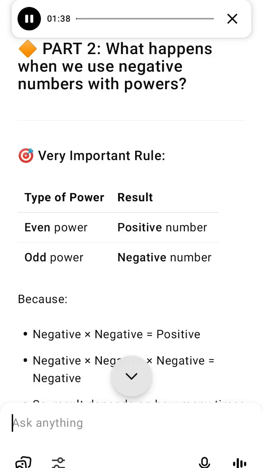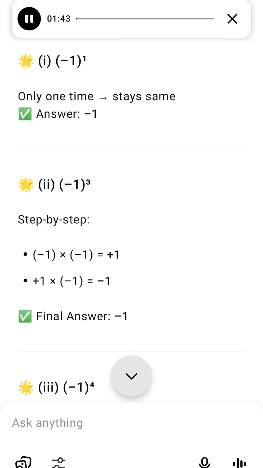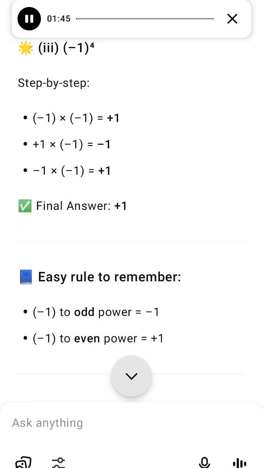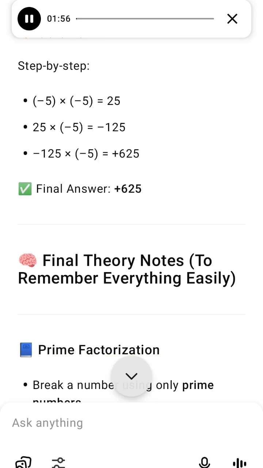5. Negative bases and exponents. You can raise negative numbers to powers. Rule: power type and result sign. Even, positive. Odd, negative. Examples: (-2)^2 equals plus 4, (-2)^3 equals minus 8. 6. Exponent rules for minus 1. Expression, result.